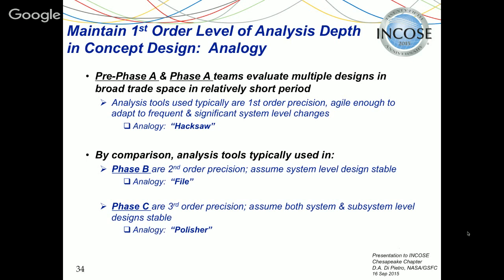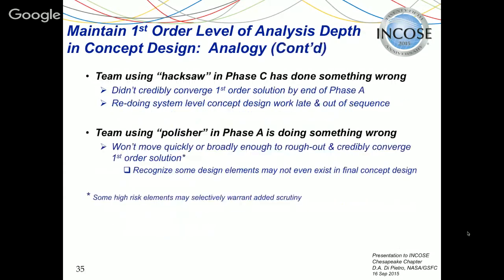Well, in phase B, the tools are second order precision. They assume the system level design is stable, okay? So in this case, the analogy here is a file. You might want to continue working on that box, taking off some of the rough edges. In phase C, the tools are of third order precision, and they assume both the system and subsystem level designs are stable. The analogy here is a polisher, okay? So now, if you're ever found in phase C with a hacksaw in your hand, you've done something wrong.